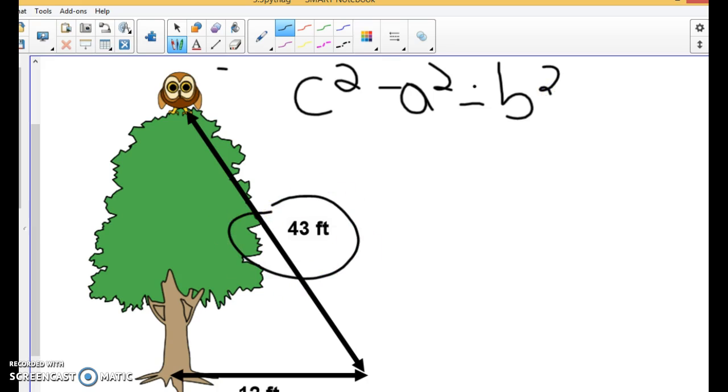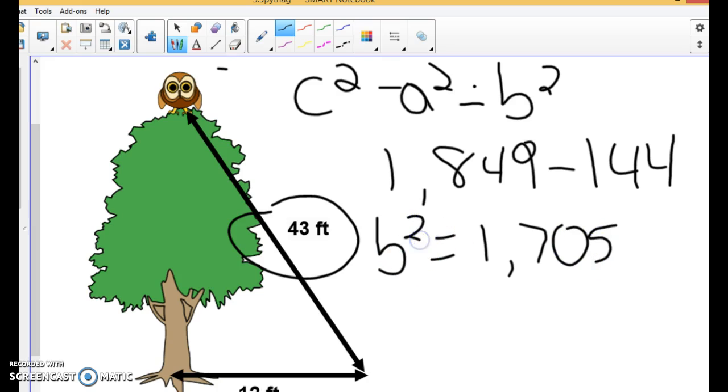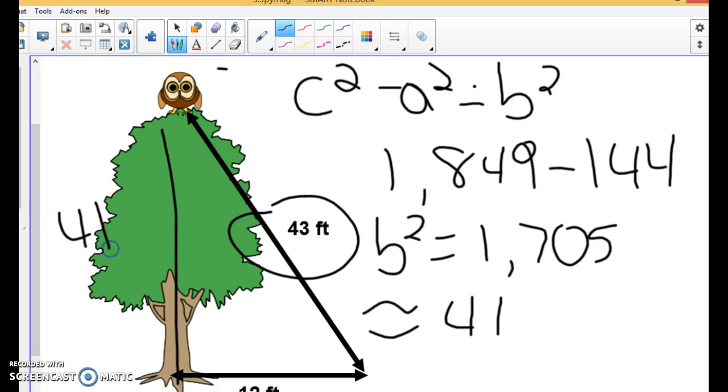So I need to do 43 squared. 43 squared is 1,849 minus 12 squared, which is 144. I subtract those two, and I get 1,705 is b squared. Again, now I need to figure out what that is as a number. So the square root of 1,705 gives me about 41. Again, I'll do my squiggly equal sign. That means that tree is about 41 feet tall.